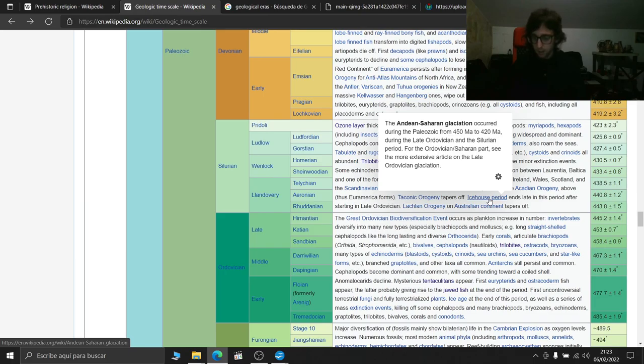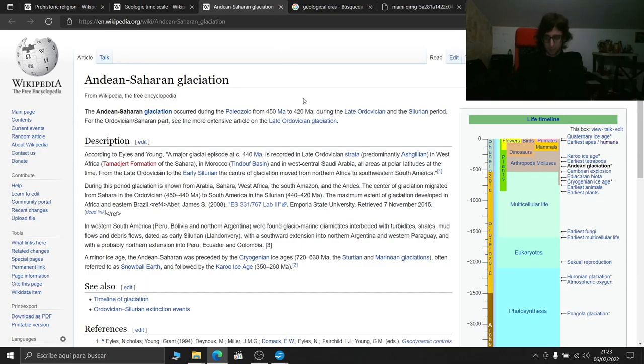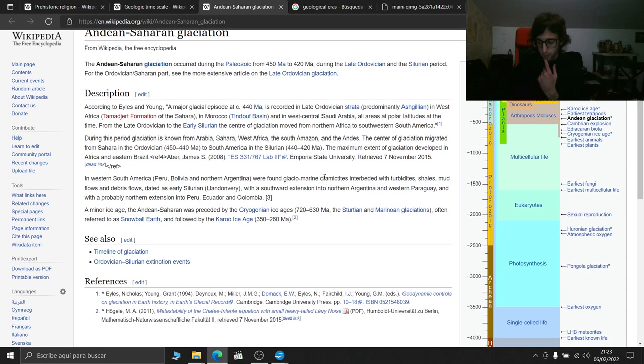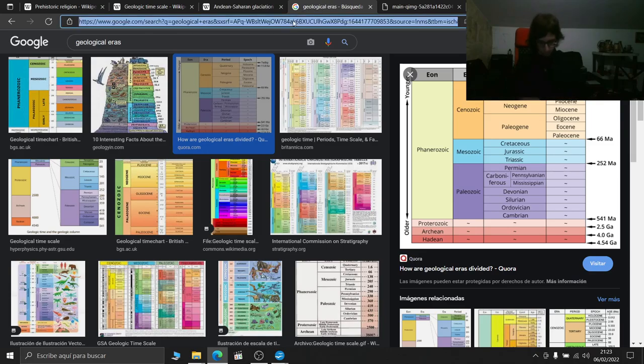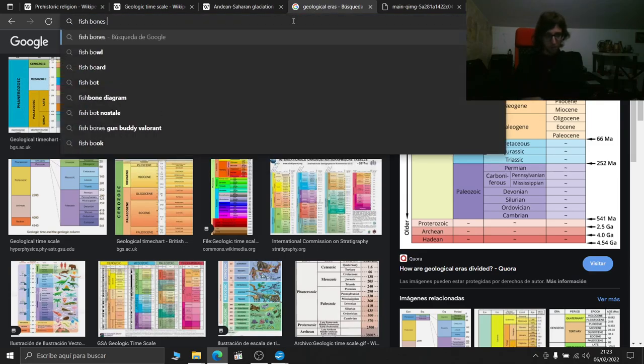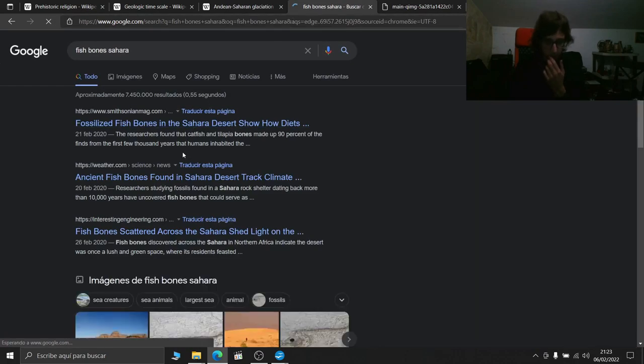The Andean-Saharan glaciation occurred during the Paleozoic. Yes, because in the past the Sahara was not a desert. I don't remember exactly where I read it, but I read that in the Sahara bones from fishes were found. Fish bones, Sahara. Let me confirm that. Fossilized fish bones in the Sahara Desert. Ancient fish bone. Let's see this one.